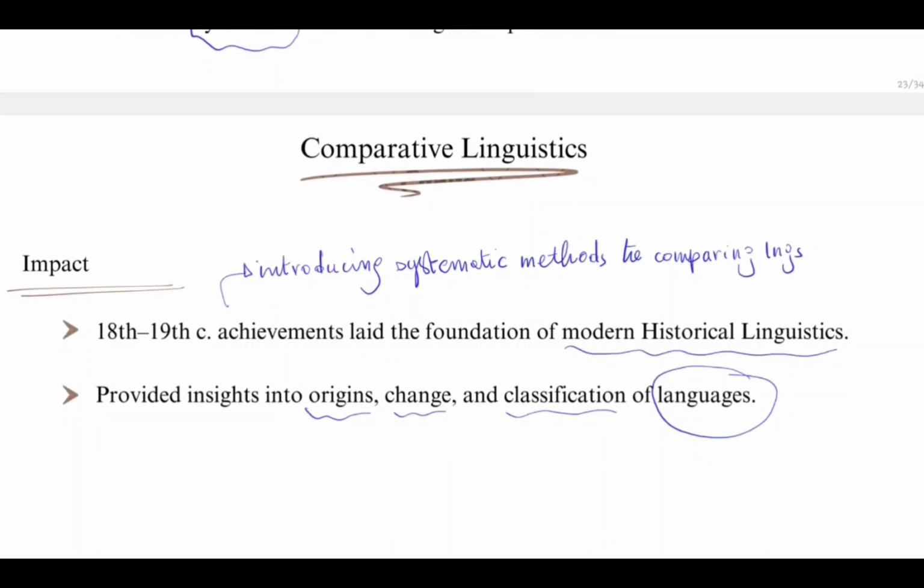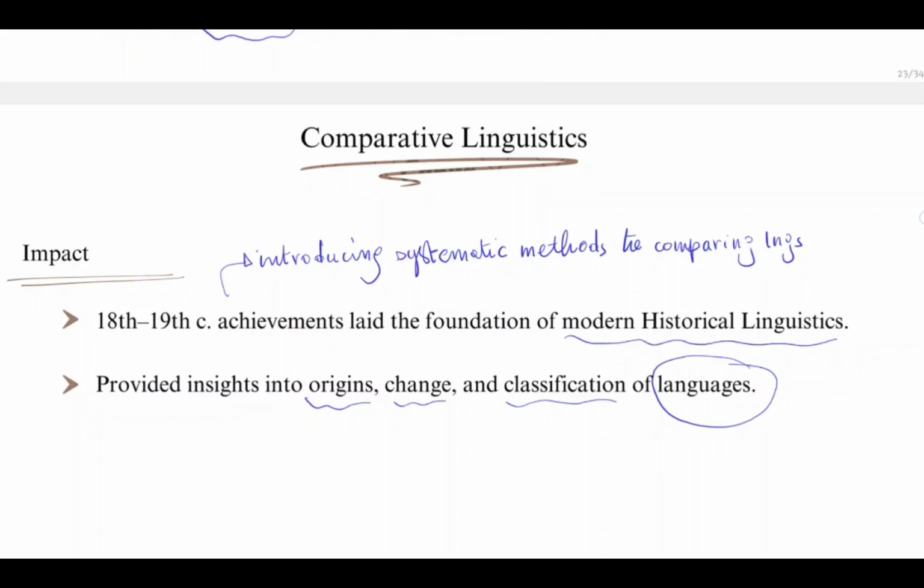The 18th to 19th century achievements laid the foundation of modern historical linguistics. Why? Because they basically introduced systematic methods to comparing languages, and they provided insights into the origins, the change, and the classification of languages.